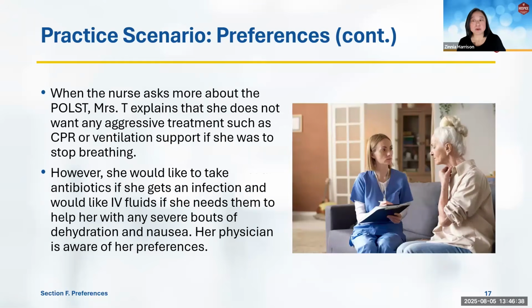When the nurse asks more about the POLST, Mrs. T explains that she does not want any aggressive treatment, such as CPR or ventilation support, if she was to stop breathing. However, she would like to take antibiotics if she gets an infection and would like IV fluids if she needs them to help with severe bouts of dehydration and nausea. Her physician is aware of her preferences.